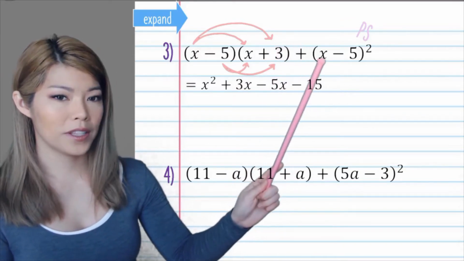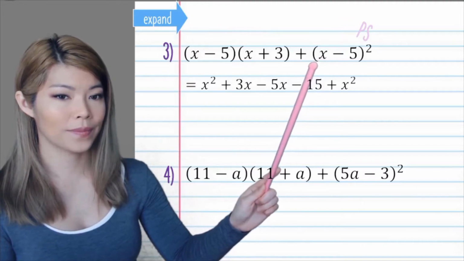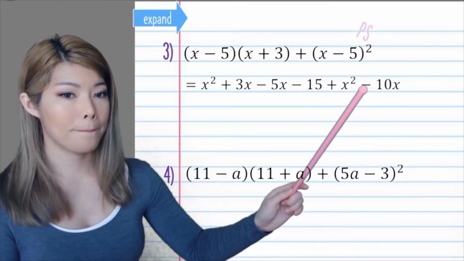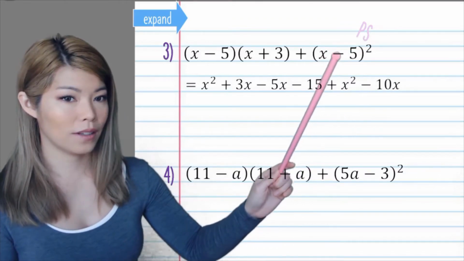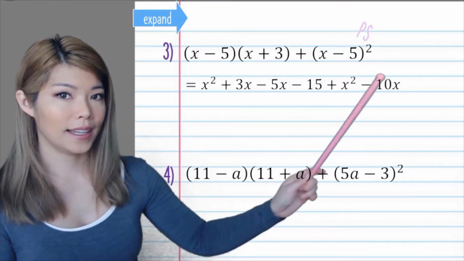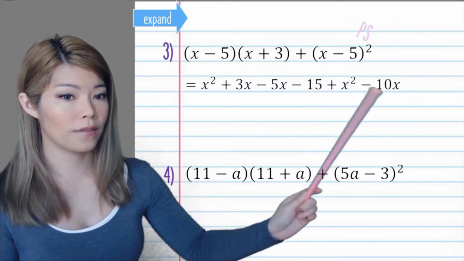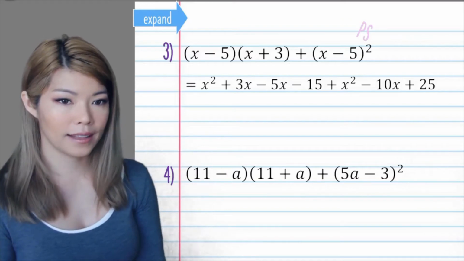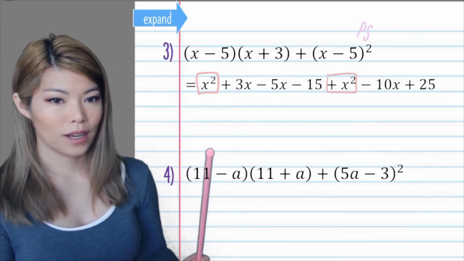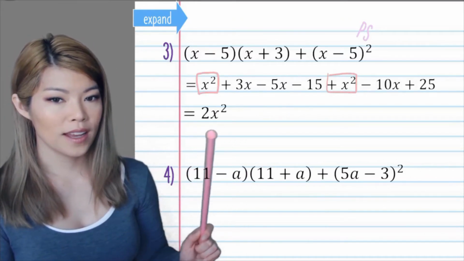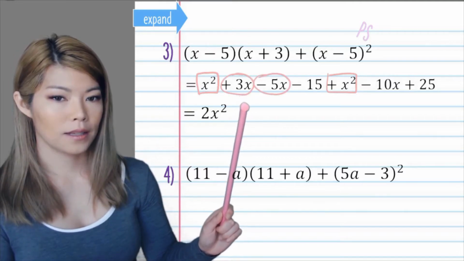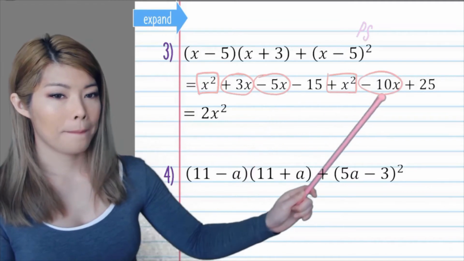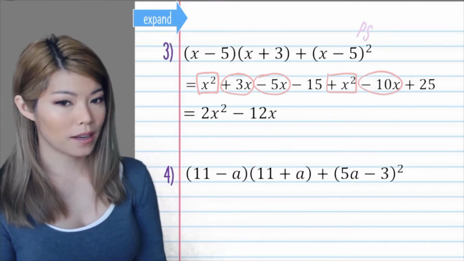So we take the first term squared, so x squared. Then we go 2 times x times minus 5 is minus 10x. Because that's a minus, that's going to be minus. And the last term is always positive, so 5 squared is 25. Now the fun part, let's circle and cancel things out. So x squared and x squared is 2x squared. 3x minus 5x is minus 2x. Minus 10x is minus 12x.